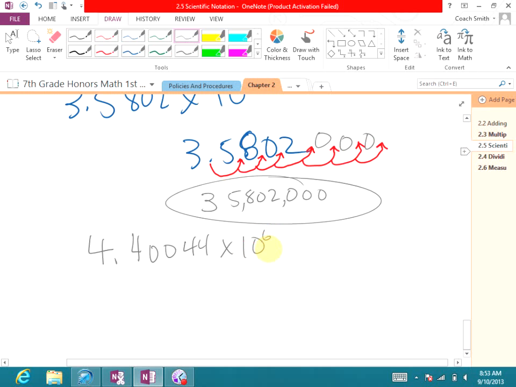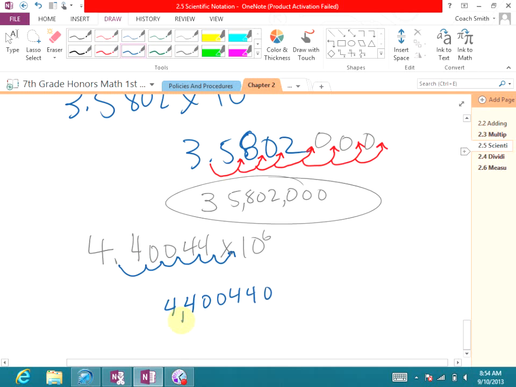Okay, said that right there. So I got to move it 6 places to the right. So that means once, twice, 3 times, 4 times, 5 times, 6 times. So that's 4, 4, 0, 0, 4, 4, 0. Okay, because I moved that 0 one last place.